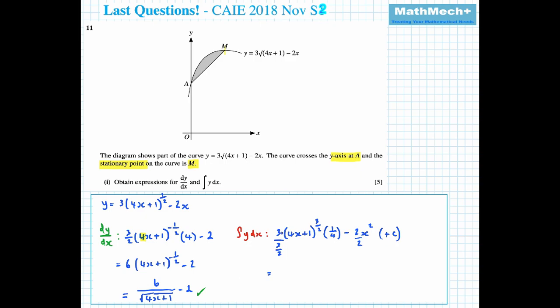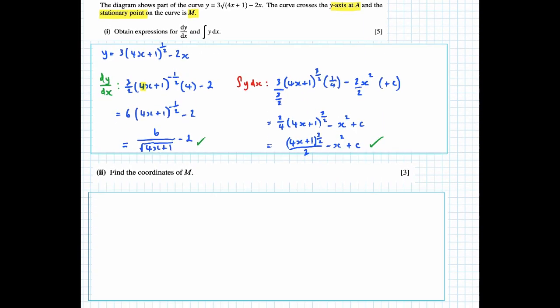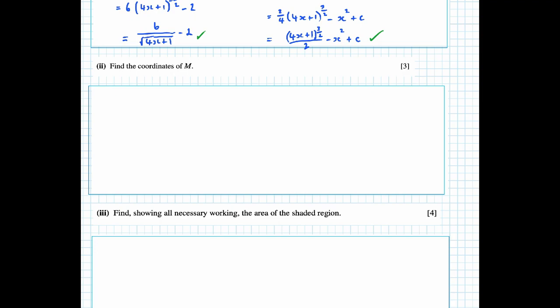3 divided by 1/2 is 2. 2 over 4 gives 1/2. So we could put our 4x plus 1 with the 3 to the power of 2 over 2. And then we have those other parts as well. So 2 divided by 2 is 1 plus c. So (4x + 1) to the power of 3 over 2, divide by 2, just simplify that bit, minus x squared. It's likely that we're dealing with definite integration here, so we probably don't need the c, but put it in there anyway if you want. And that's part 1. We've obtained the expressions for the derivative and we've integrated that as well.